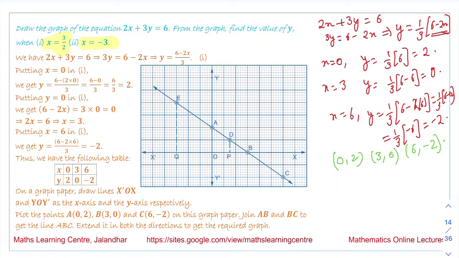We plot these points on the graph. So we have plotted and shown how we can mark these. This is (0, 2). This point B lies on the y-axis, it is (0, 2). Then this point is (3, 0). The point A we have is (3, 0). And the next point we have is (6, minus 2).